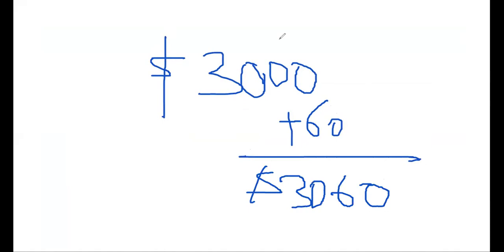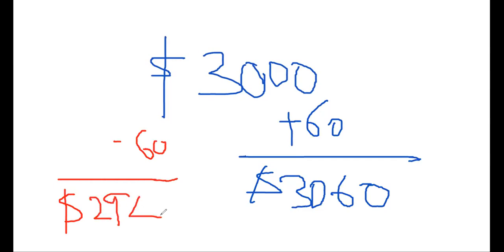What if, God forbid, this man loses that amount, minus $60? Then this man will still smile home with $2,940. The man does not need to feel bad. Are you with me? Because he only risked 2% of his account.